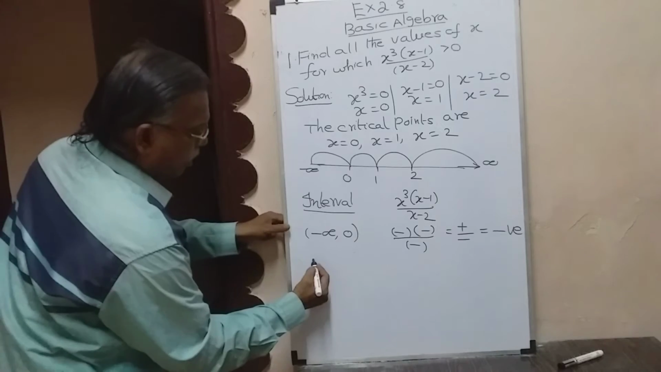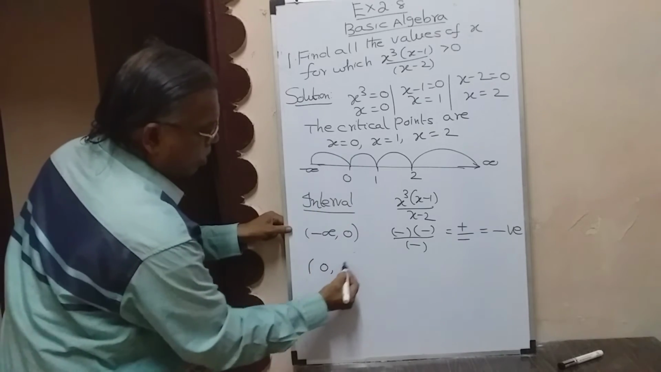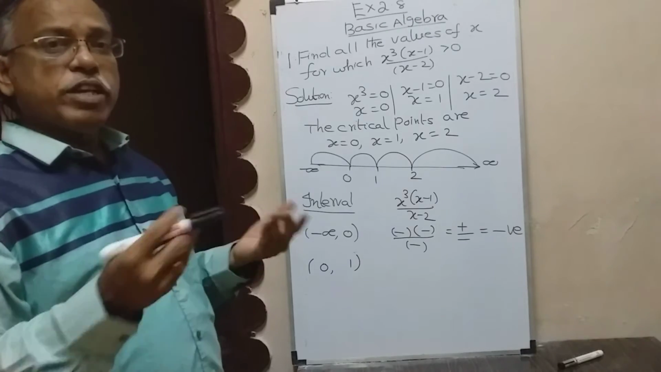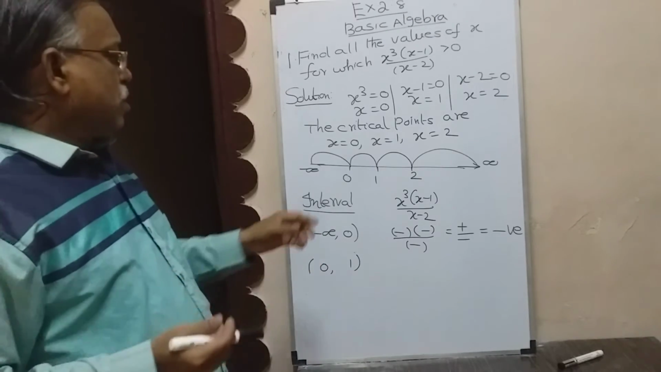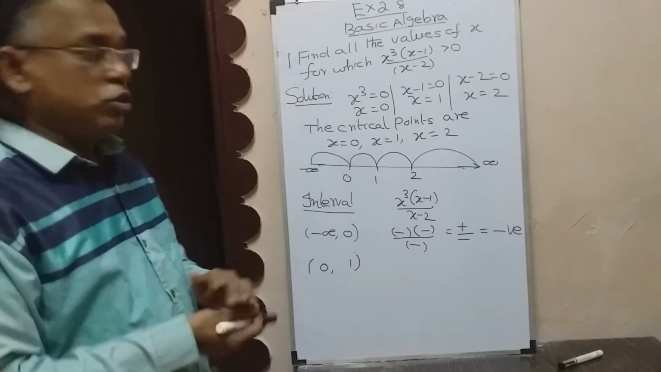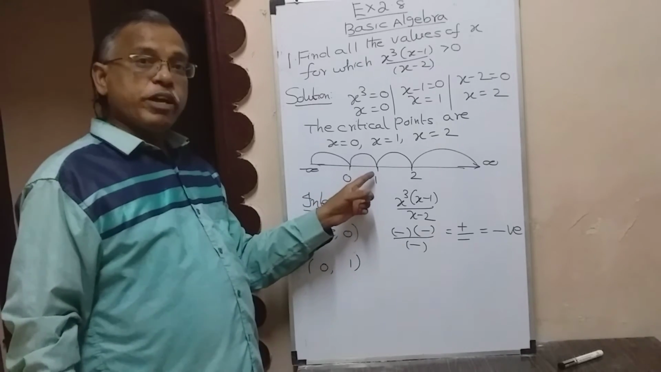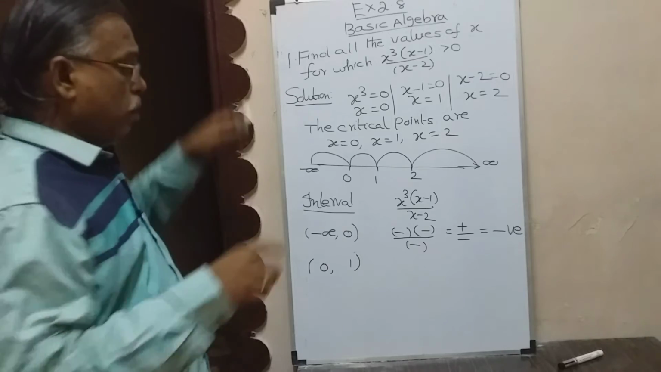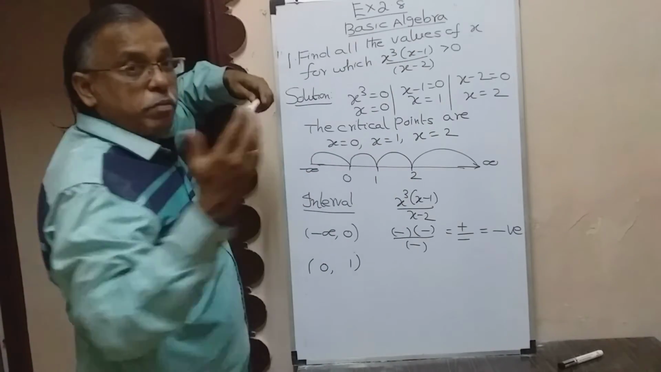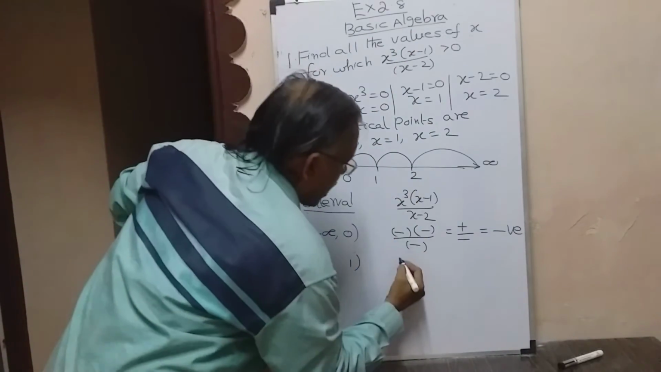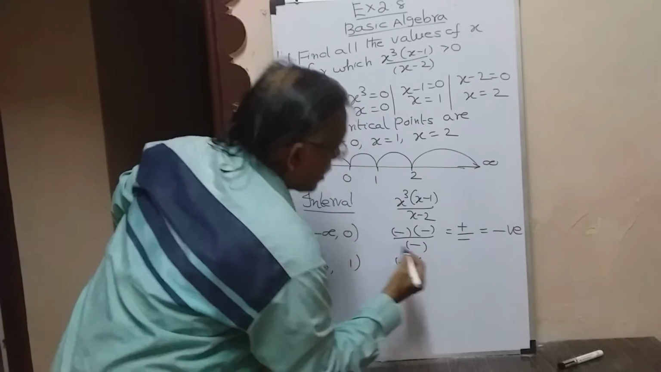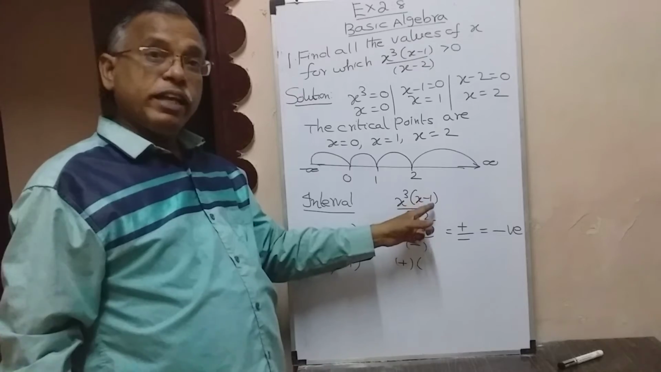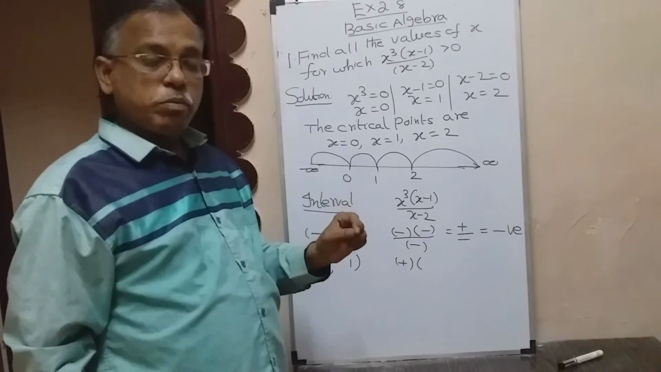Next, second interval. What is the second interval here? 0 comma 1. So in 0 comma 1, you take any one value. 1 by 2 will be there now. This is 0, this is 1, so half will be there. Then 1 by 2 the whole cube, 1 by 8, positive. So this x cube factor is positive. Into x minus 1: 1 by 2 minus 1 is minus 1 by 2, so negative.